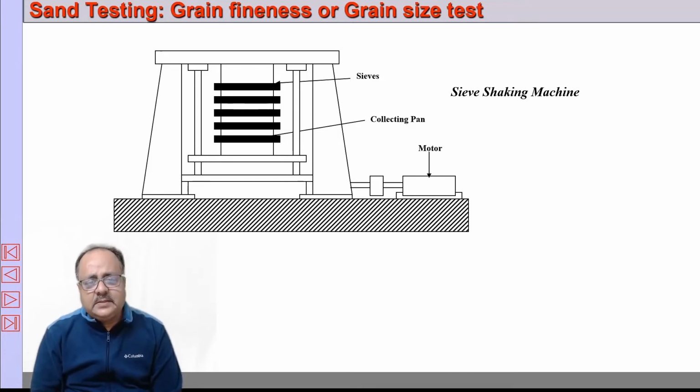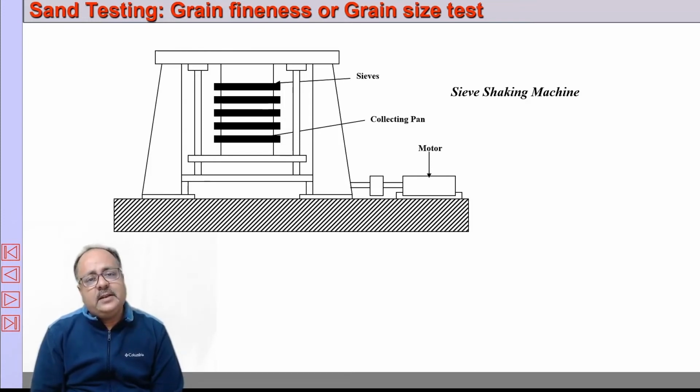Like that, in this machine there are pans, and these pans are shaken. As the name suggests, sieve shaking machine, there is a motor which vibrates the pan. What we do is that we first wash the sand whose fineness we will be measuring. We wash it because we want to remove any clay and other foreign materials in it, and we dry it. The sand has to be dried.